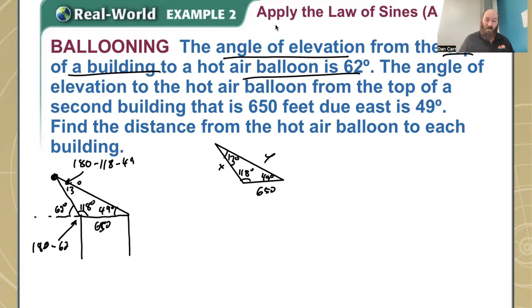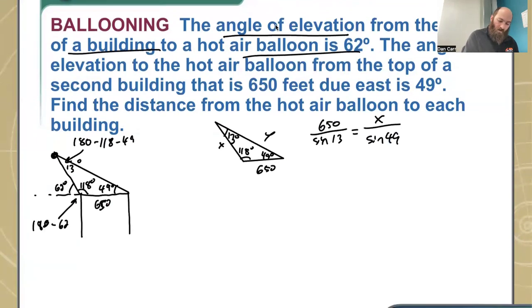Again, I'm looking for side lengths. I'm going to set this up as 650 over the sine of 13, and that will equal x over the sine of 49. And I'm also going to do this a second time, I've got space over here: 650 over the sine of 13 is equal to y over the sine of 118.